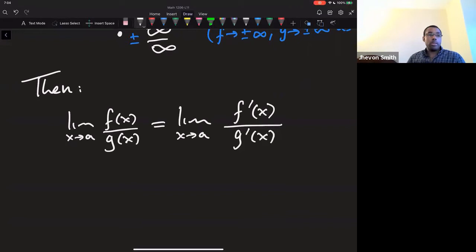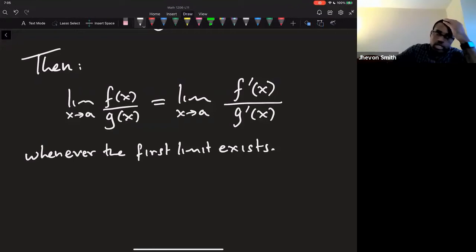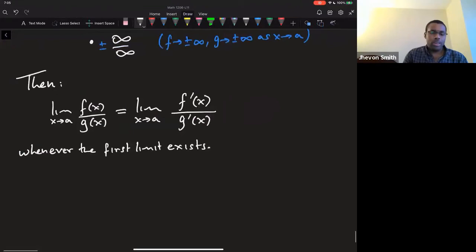And I'll just put whenever the first limit exists. There are some conditions that you can have on this, but it basically boils down to whenever the original limit that you're looking at actually exists, this will work. In theory, it can work. So this is L'Hôpital's rule.